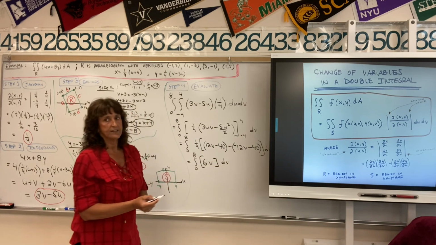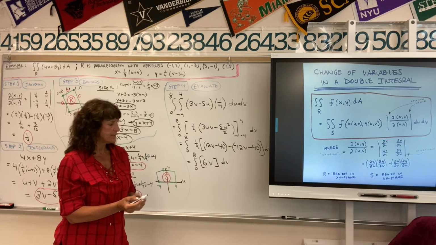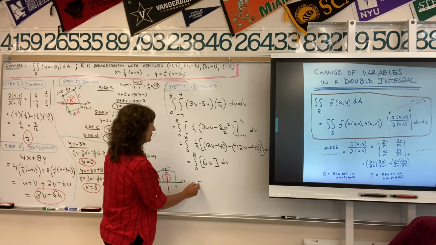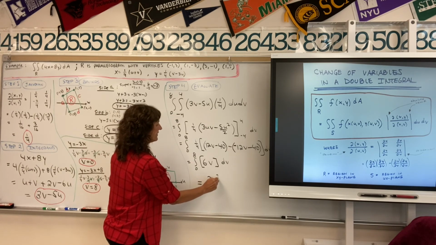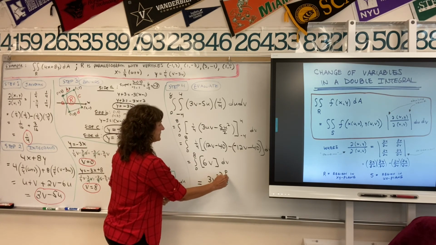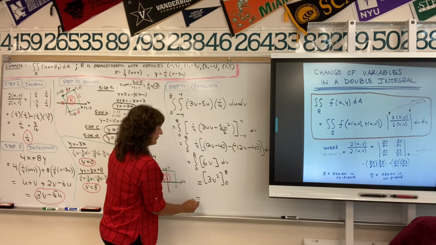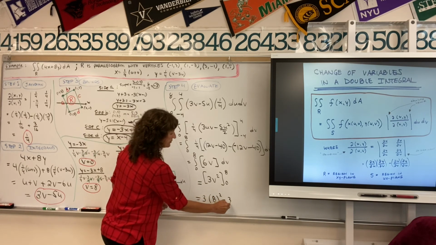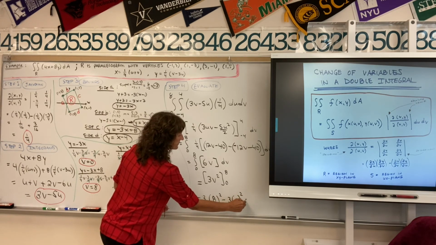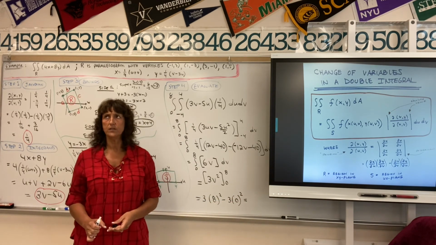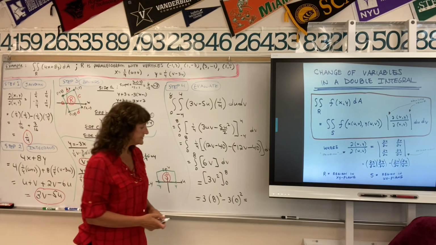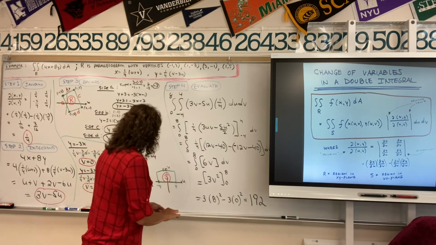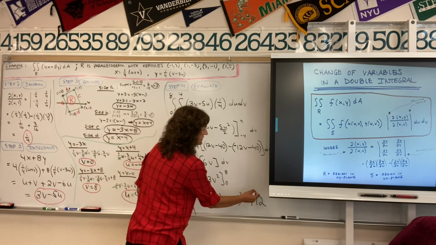So we're going to integrate this with respect to v. Integrate 6v, you're going to get 6v squared over 2, so that's 3v squared. We want to evaluate this from 0 to 8. So you have 3 times 8 squared minus 3 times 0 squared. 8 squared is 64. 64 times 3 is 192. 192 would be your final answer. So 192.